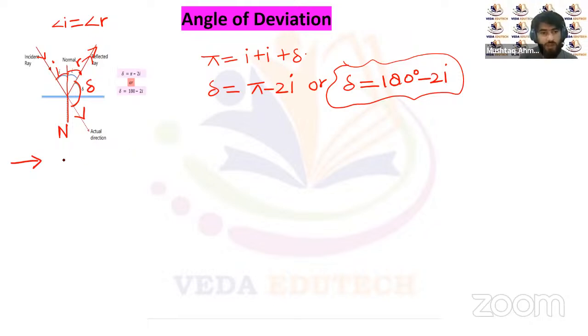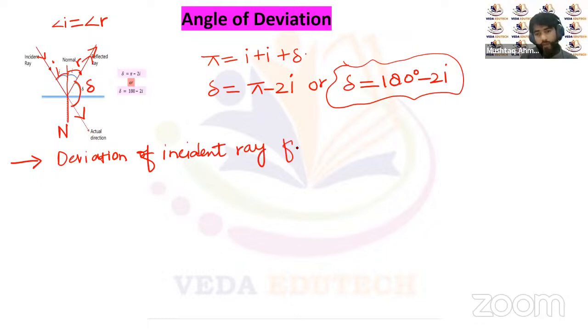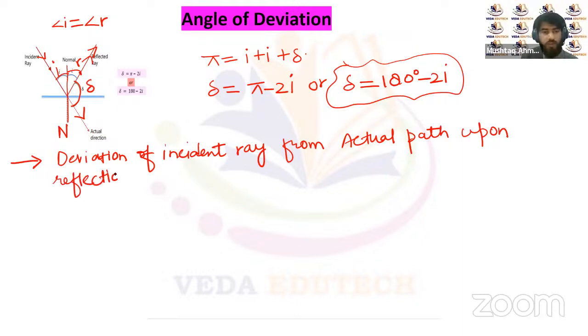So angle of deviation is the deviation of the incident ray from its actual path upon reflection. Upon reflection, this is the deviation, and this is represented by delta. So this is the angle of deviation.